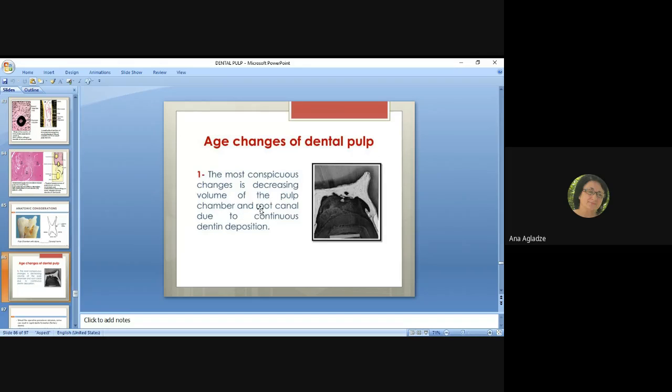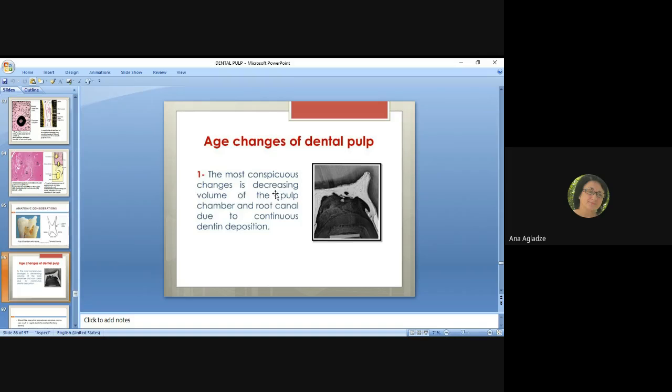And what are age changes? Yes, there are age changes, which are physiologic changes. You know that throughout life dentin is laid down, and the formation of secondary dentin decreases the pulp cavity. And sometimes this pulp cavity is almost entirely obstructed.